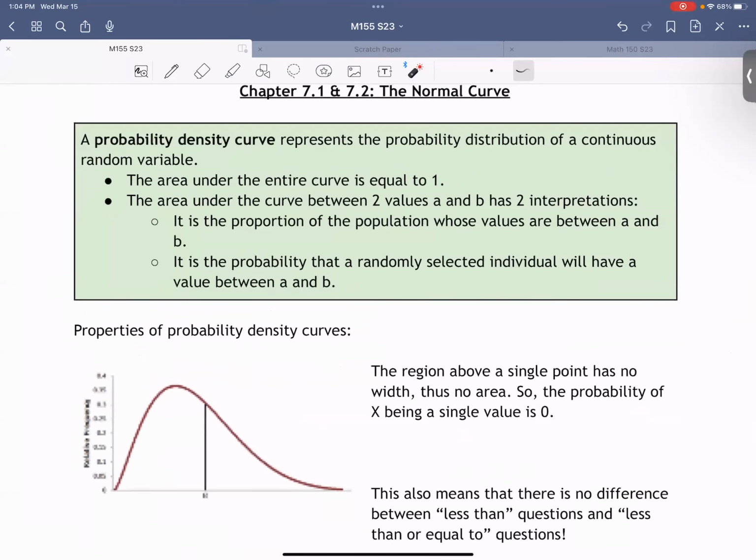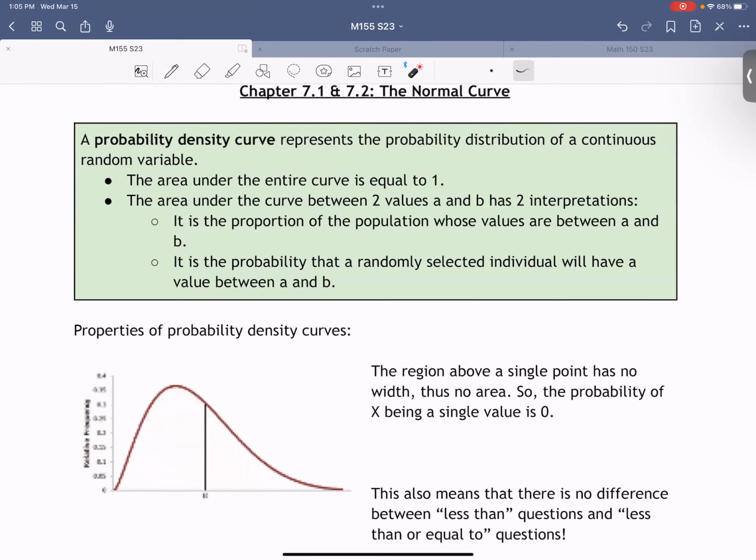And the biggest thing about these curves is if I shade in the entire area underneath the curve, that area is going to be equal to 1. So kind of like the probability distribution charts where all the probabilities have to add up to 1. It's different with these because we're talking about the areas instead of adding up all the probabilities, okay?